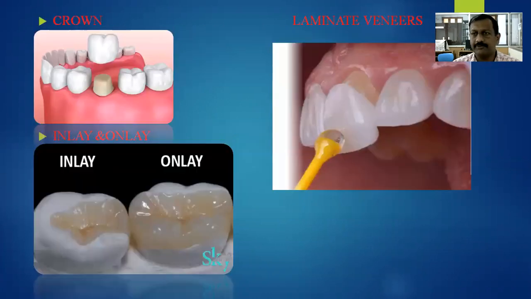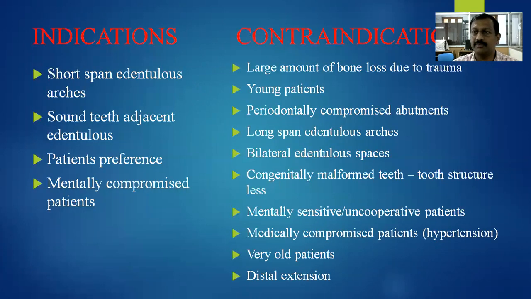So what are the different ways of restoring a tooth? We can give a crown for a grossly decayed tooth which is root canal treated, or any other ways: inlays, onlays, laminate veneers, as well as a bridge replacing a missing tooth.